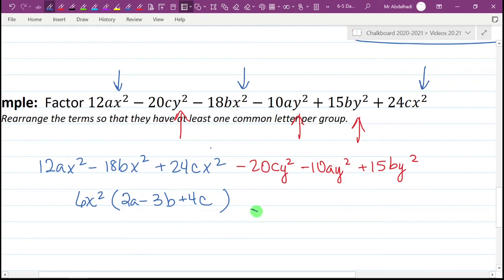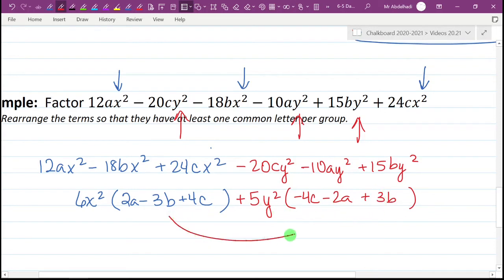Now over here for the red, definitely a y squared comes out of all of these, right? And you also see a 5 will go into all of these, right? Plus or minus we'll determine in a minute. But what's in the parentheses? Well, in the parentheses, we're hoping we get the same thing that we have here: 2a minus 3b plus 4c. But we'll find out. Let me start by just doing a positive 5 and see if that works. I might have to change to a negative in a second. But if I pull out a 5y, this becomes negative 4c, negative 2a, and positive 3b.